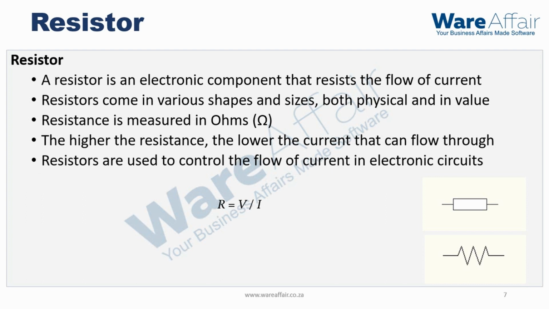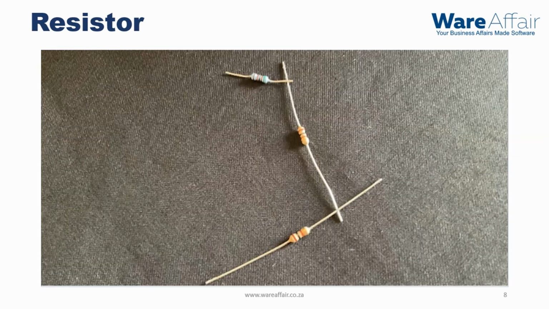The higher the resistance in a circuit, the lower the current that can flow through. Resistors are used to control the flow of current in electronic circuits. On the bottom right, we can see the symbol for resistors, as well as the formula used to calculate resistance. In this image, you can see examples of some real-life resistors.